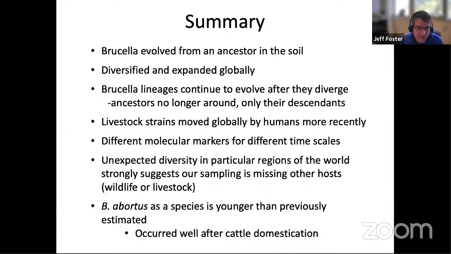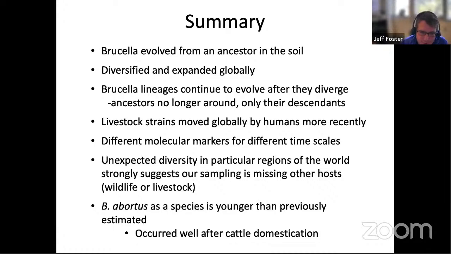And so our ancestors are no longer around, only their descendants are. Even after things have diverged, they continue to evolve and accumulate changes. That's the challenge of phylogenetics. We're only seeing what's around now. We're not able to see into the past, with a few exceptions, such as getting a genome from a bone from a skeleton from the 1300s. That is an exception, right? But we rarely have that ability.